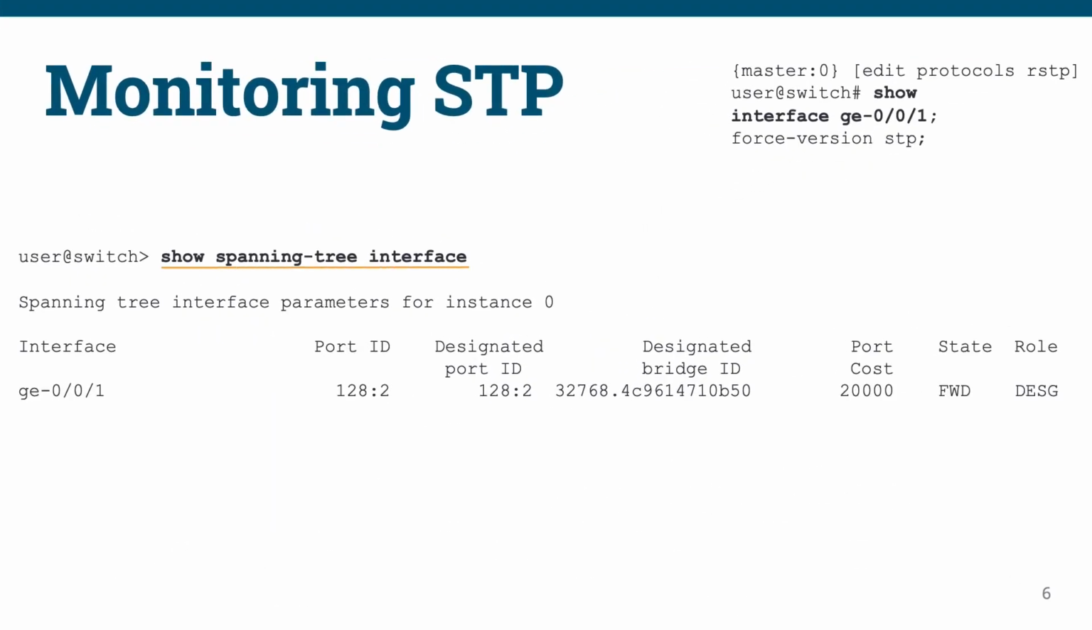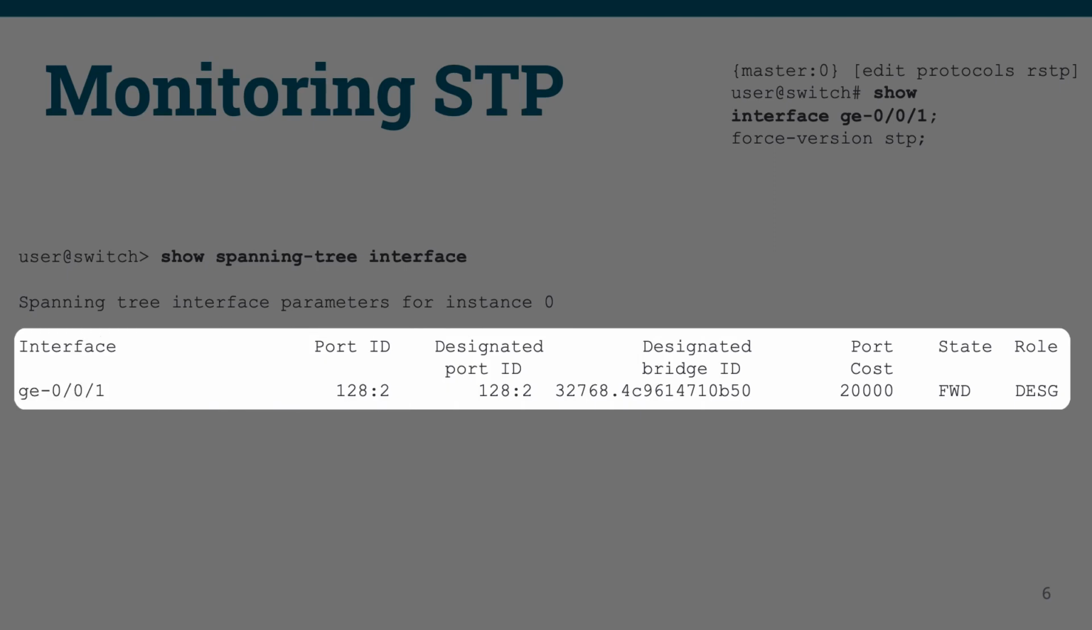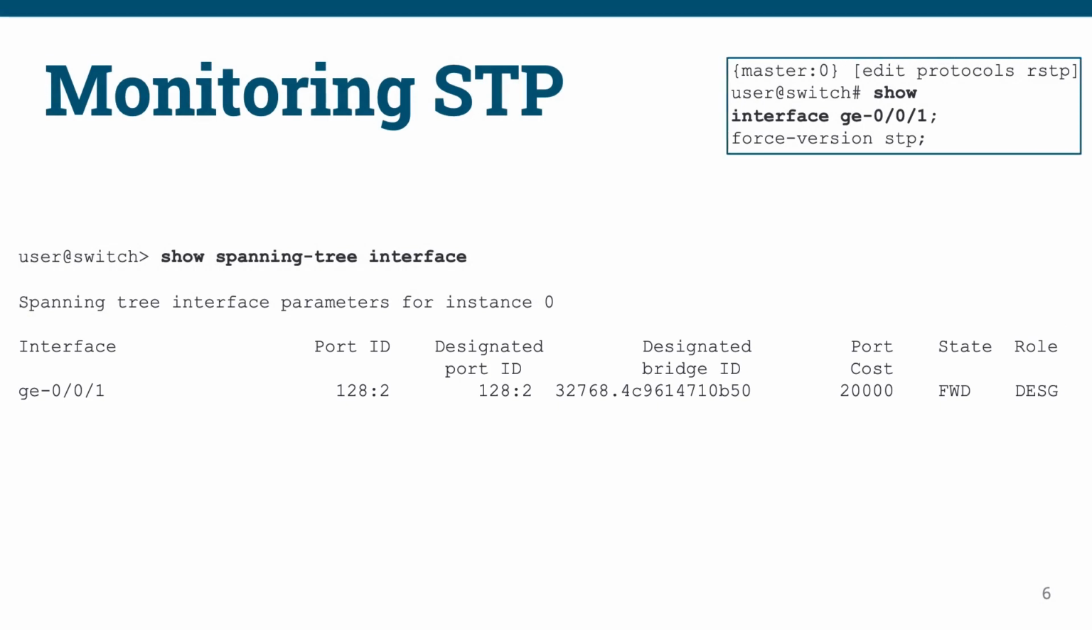Using the command show spanning-tree interface, we can see the current role, state, and properties of each interface on this switch that's participating in STP. In the configuration here, we only have a single interface configured, which explains why there's only a single interface shown in the output. From the right, this command output gives us the port role of each participating interface.